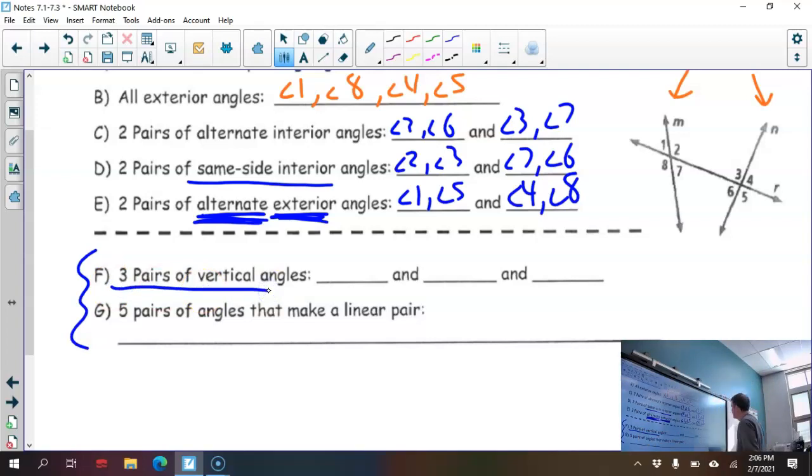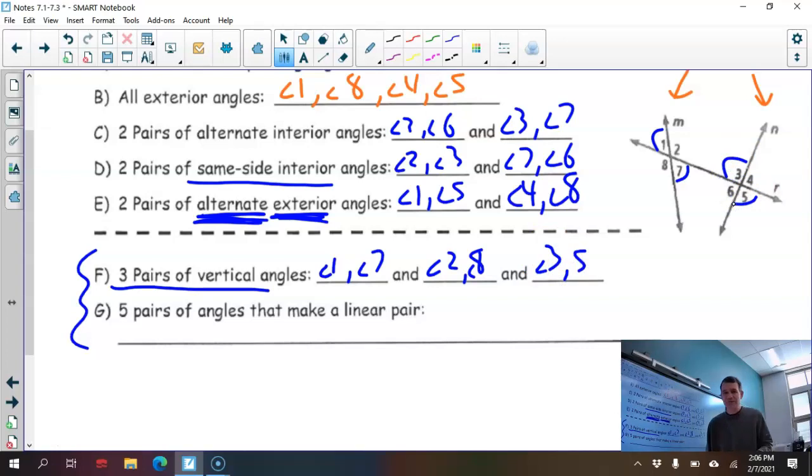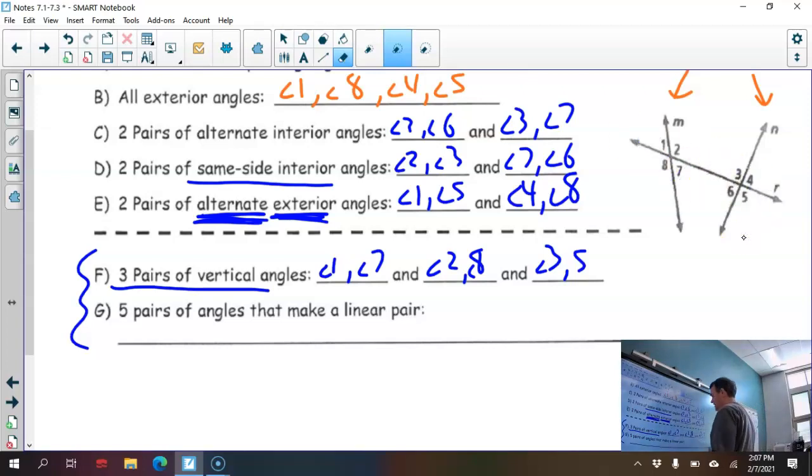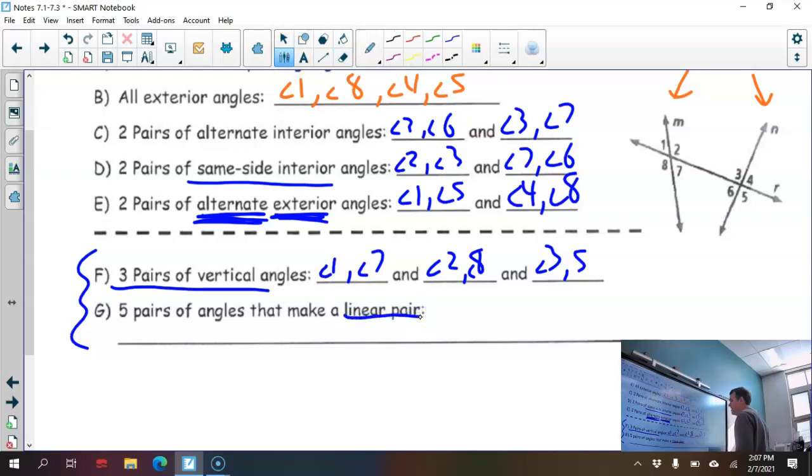Can you name 3 pairs of vertical angles? Well, sure we can, right? Hopefully. 1 and 7 would be a pair of vertical angles. Or 2 and 8. Or 3 and 5. Right? Do you still recognize vertical angles? And even more importantly, do you still recognize a linear pair? So a linear pair, there are bunches of linear pairs here, right?